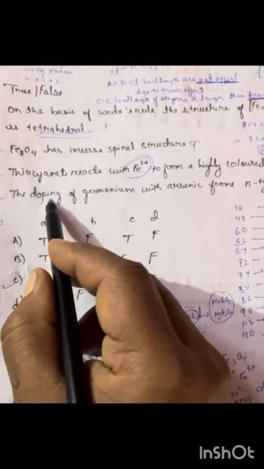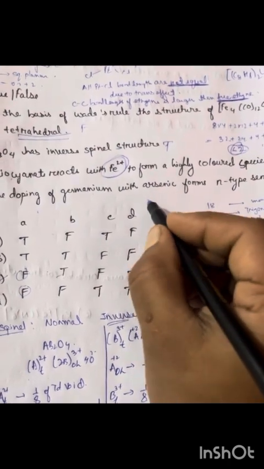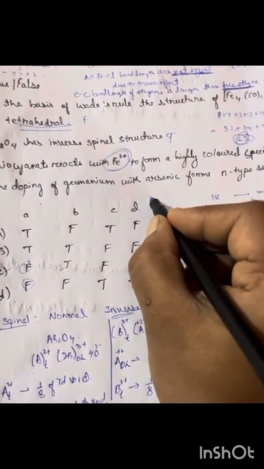Okay, the doping of the germanium with arsenic gives N type. You already know N type, P type, right? Let me just give a brief.